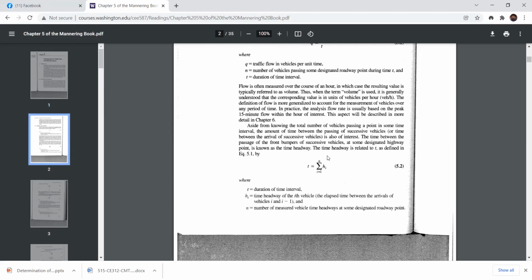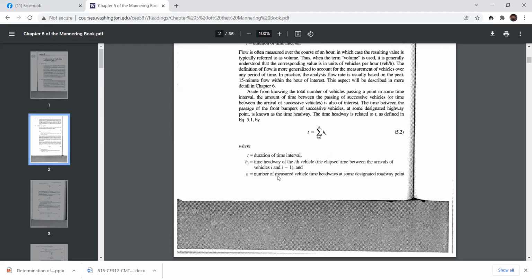Aside from knowing the total number of vehicles passing a point in some time interval, the amount of time between the passing of successive vehicles, or the time between the arrival of successive vehicles, is also of interest. The time between the passage of the front bumpers of successive vehicles at some designated highway point is known as the time headway. The time headway is related to T as defined in this equation, where T is the duration of the time interval, h sub i is the time headway of the ith vehicle, the elapsed time between the arrivals of vehicles i and i minus 1, and n is the number of measured vehicle time headways at some designated roadway point.